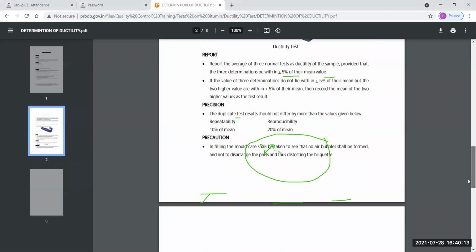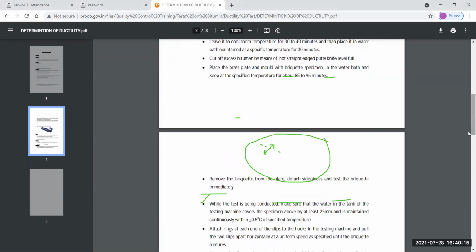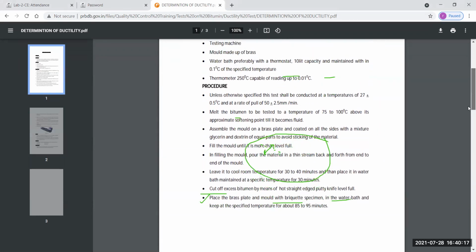Here you see what we do. We assemble the mold on the brass plate, and we pour in a stream back and forth from end to end of the mold until it is more than level full.